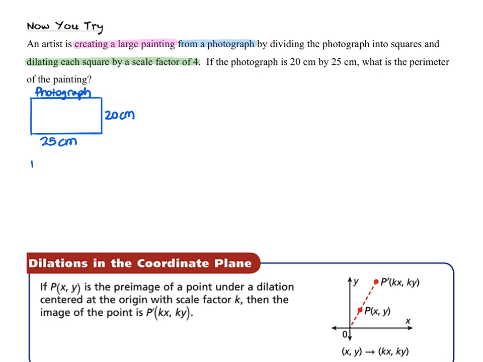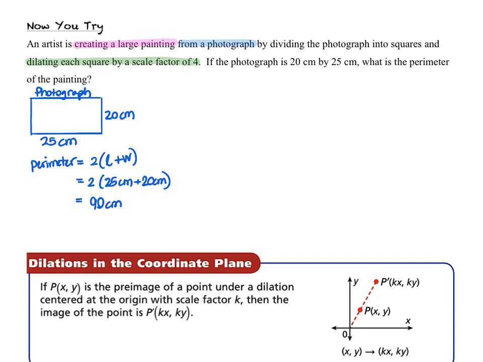We're going to start with the formula, like we always should, and it's going to be 2 times the length plus the width. So 2 times 25 centimeters plus 20 centimeters, which is 45 centimeters. So 2 times 45 centimeters is 90 centimeters.